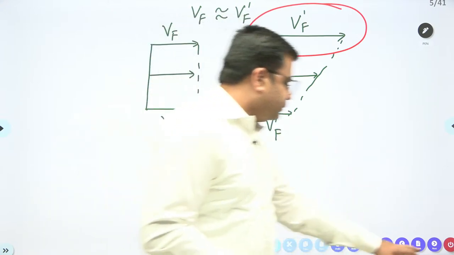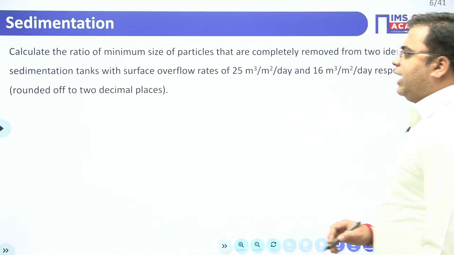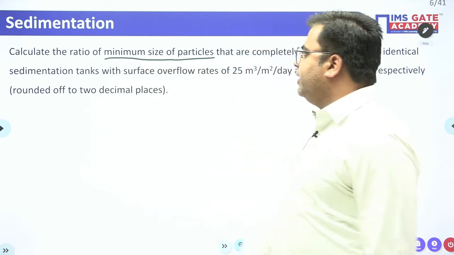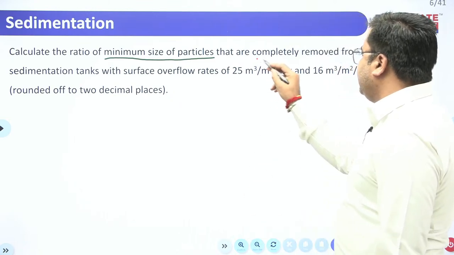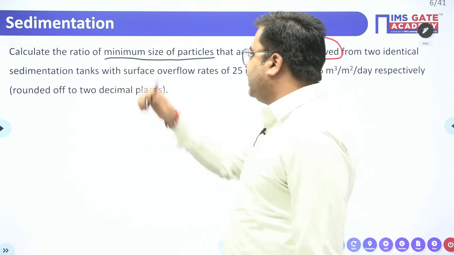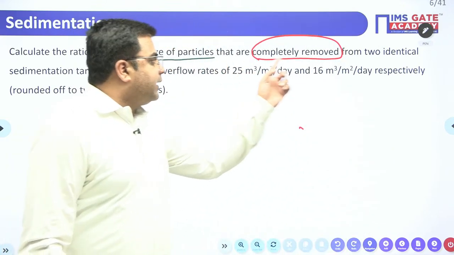Moving on with this. So we have a question here. You need to calculate the minimum size of the particle that are completely removed. Please mark these two words. First one is the minimum size of the particle. Second one is which are completely removed.